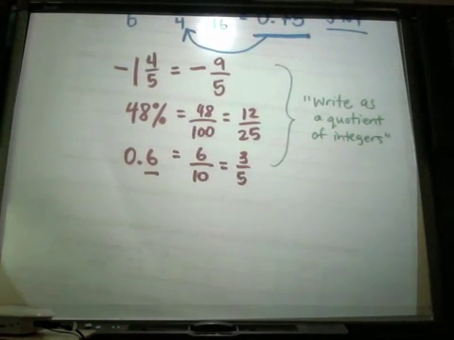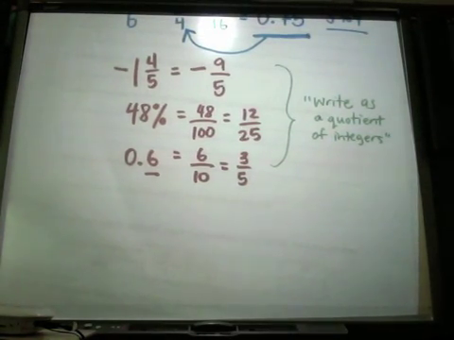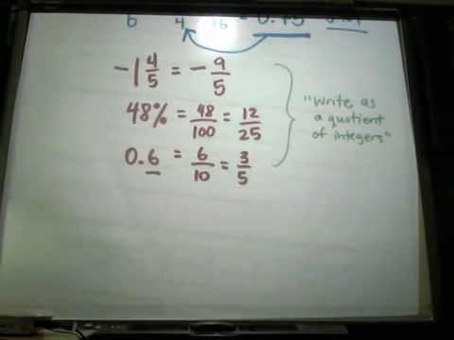Might be how the directions are on that. Let me double check. Yes, it does: as a quotient of two integers or as a quotient of integers. So if you see that, it's just practicing turning them into their other formats.